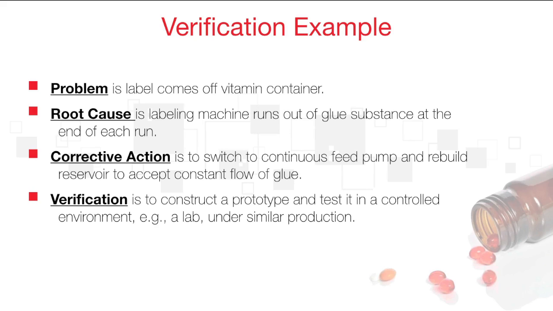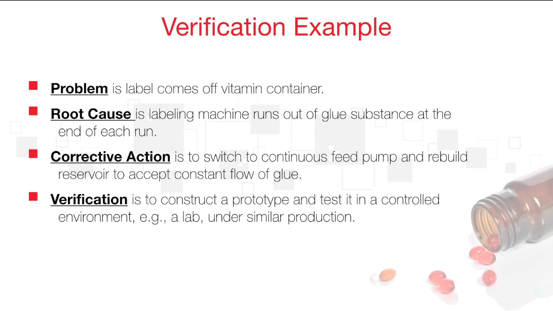Now, let me give you an example. Sometimes it helps with an example. Let's take a simple example. I've got a vitamin company problem. The label's coming off the vitamin container. Root cause: the labeling machine runs out of the glue substance at the end of each run. So as we go through this 50-minute process, we go through towards the end and we've got this particular problem.